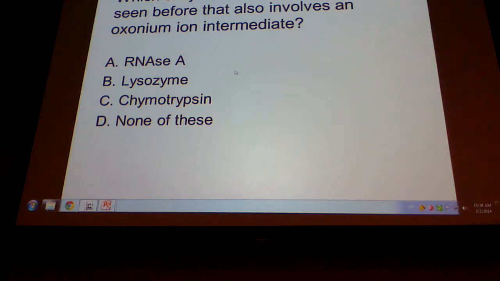Let's try it this way. Of these three enzymes that break different things down, if you can think about what sort of substrates they work on, which of those substrates most resembles glycogen? Which of those is a polysaccharide acting enzyme?